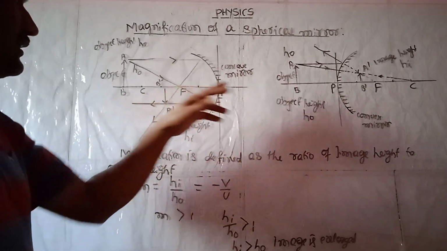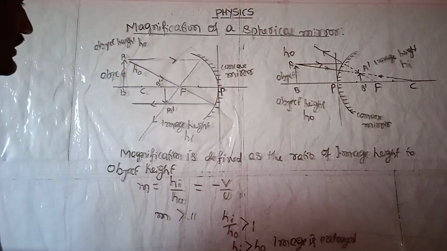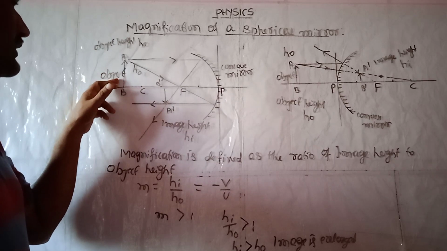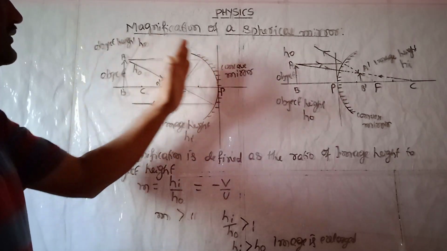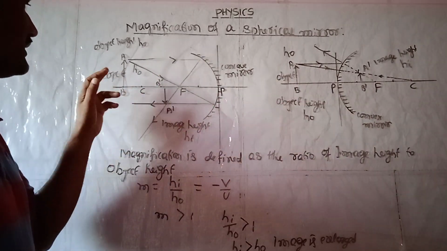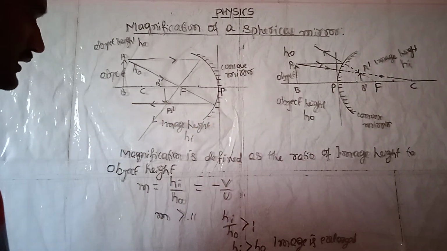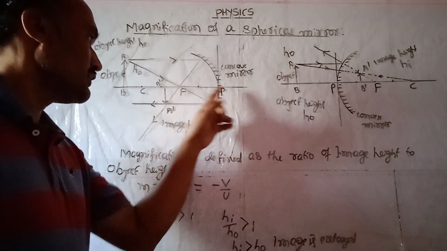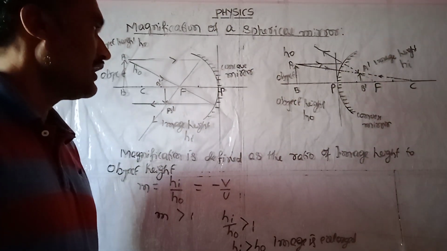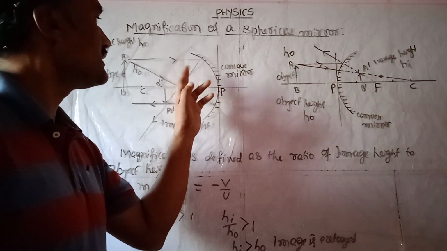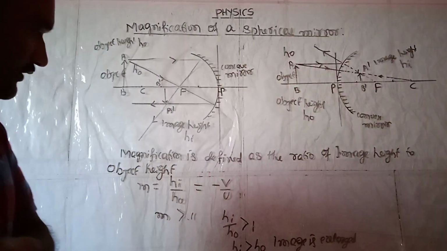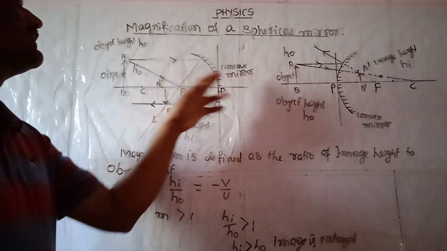In a concave mirror, the image height is negative and the object height is positive, because the object is perpendicular to the principal axis and parallel to the positive y-axis, while the image is parallel to the negative y-axis. Sometimes when the object is placed between P and F, we get an image that is virtual and erect. At that time both the object height and image height are positive. So magnification is positive or negative in the case of a concave mirror.